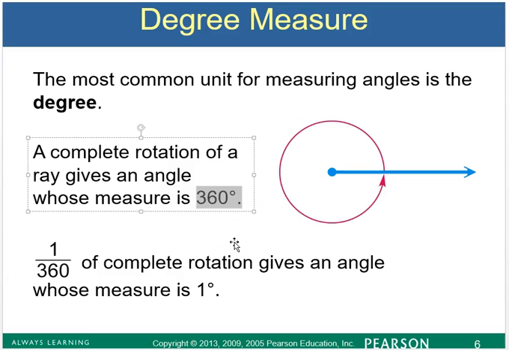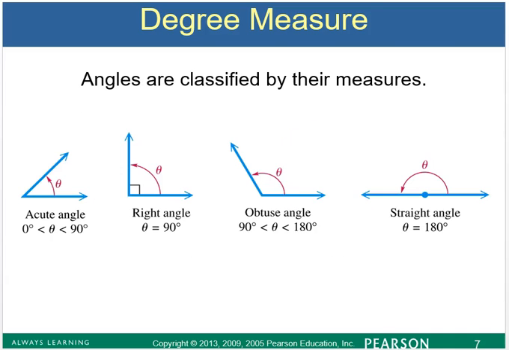The most common unit for measuring angles is the degree. And we'll be looking at degrees for the most part in trigonometry. I almost forgot we were doing trigonometry. I almost said geometry. But anyway, a complete rotation, a complete full circle, is 360 degrees. And 1 degree is just 1/360th of a rotation.